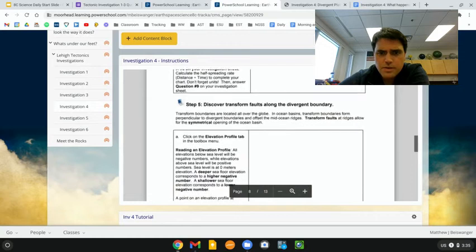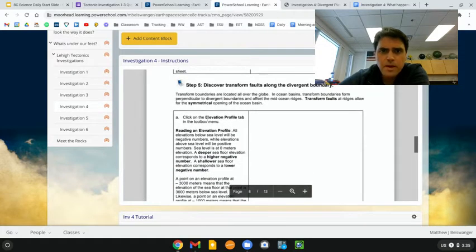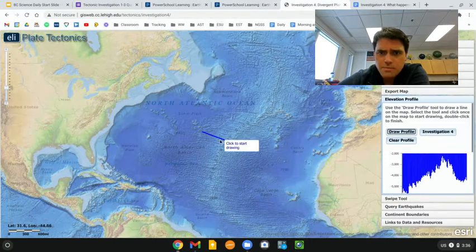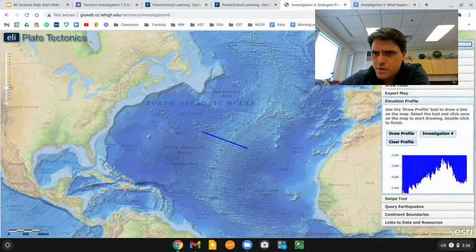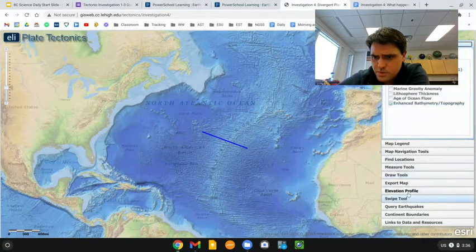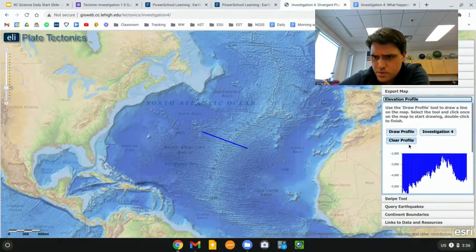That's 7 and 8. So we look at transform faults along the divergent boundary. One of the things we'll look at in more detail in investigation 5, which is why it's good to do these two together, is throughout the layer here. Layer profile.